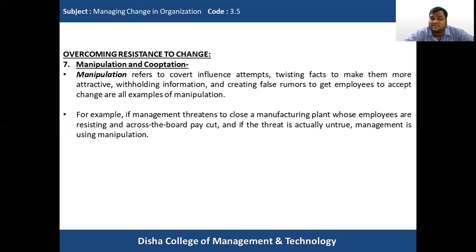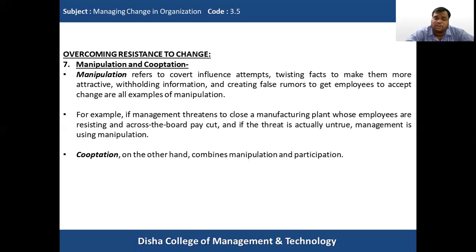So these are examples of manipulation which can be used by the top management or the change agents in order to overcome resistance to change. Cooptation, on the other hand, combines manipulation and participation. So not only manipulation, the employees are also made to participate in the change process. So this process of cooptation happens.